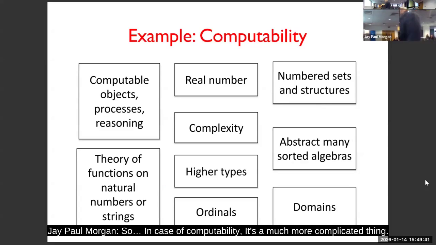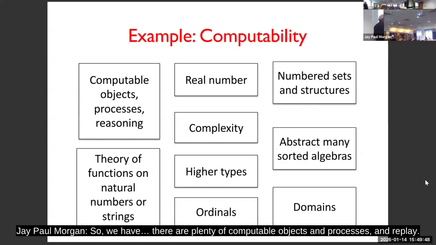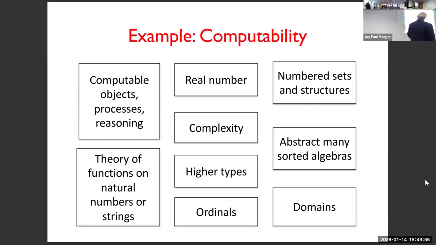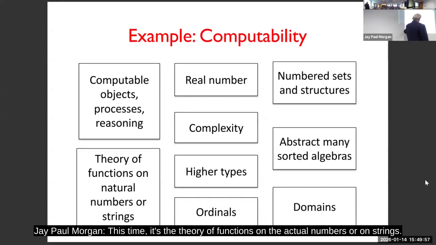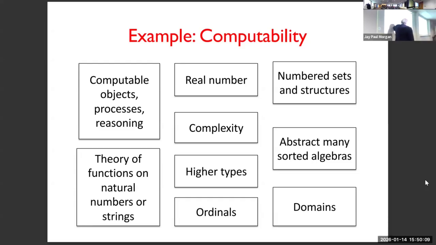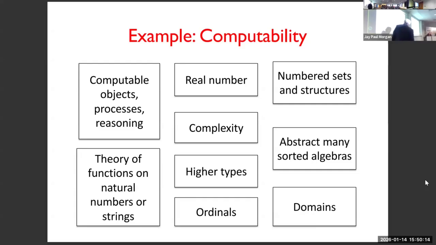So in case of computability, it's a much more complicated thing to see the connection with the arrows. So there are plenty of computable objects and processes and reasoning. And of course, we have got now the classic theory. This time it's the theory of functions on the natural numbers or on strings. And what are the generalizations? Well, of course, you can do non-real numbers. You can worry about resource bounds. There is the wonderful world of higher types. And of course, there are ordinals.